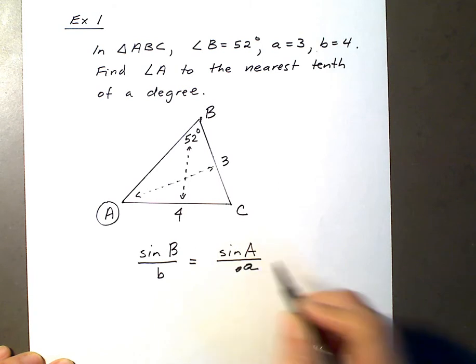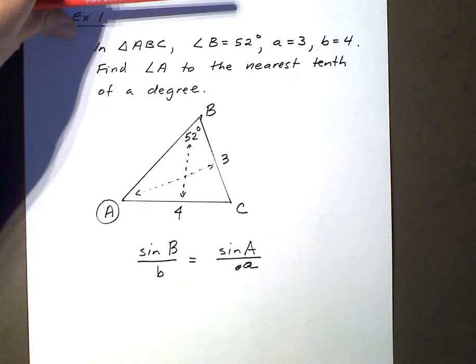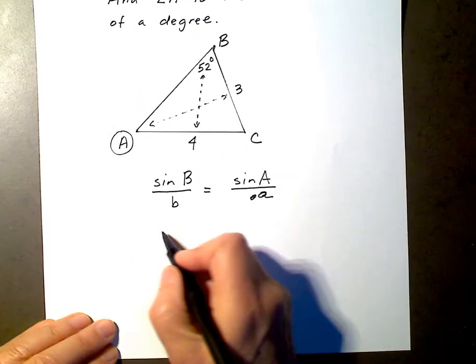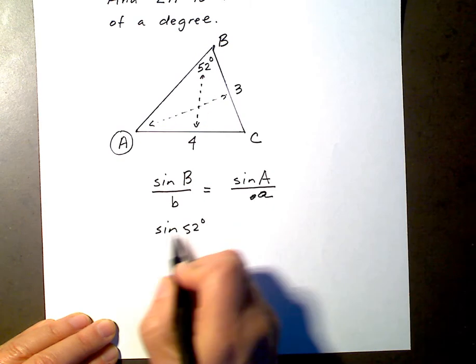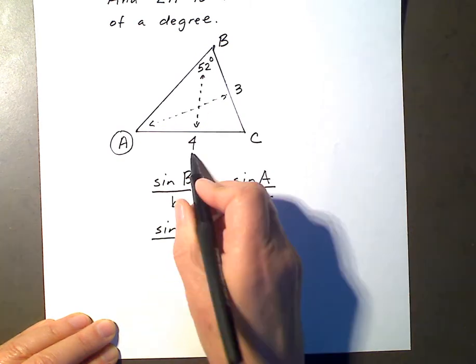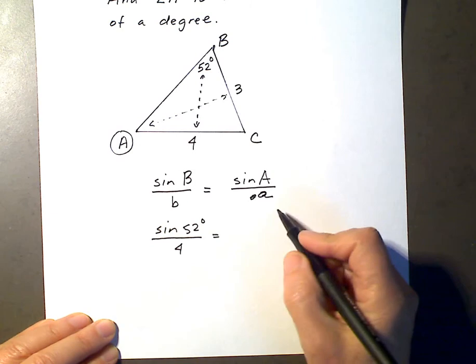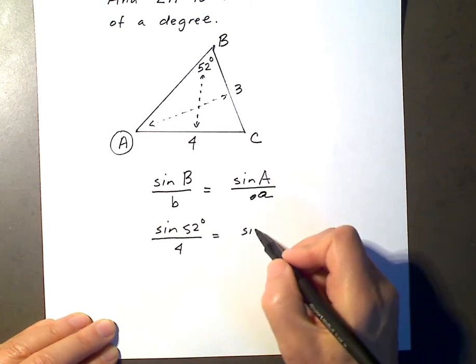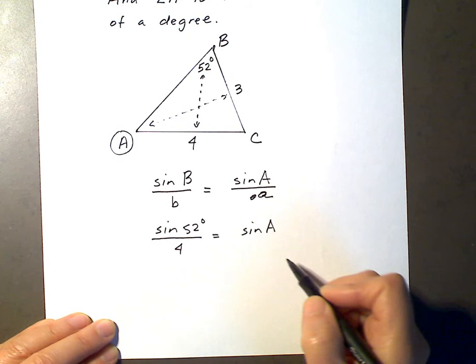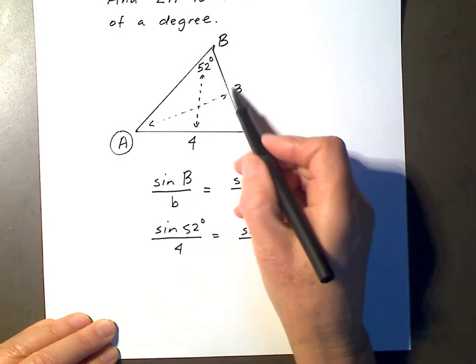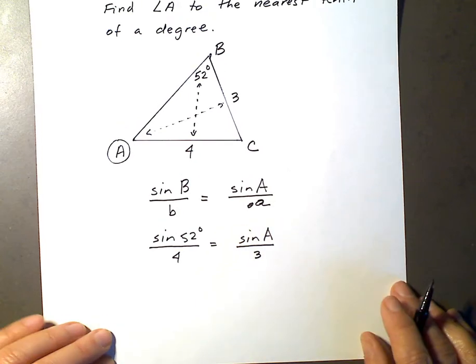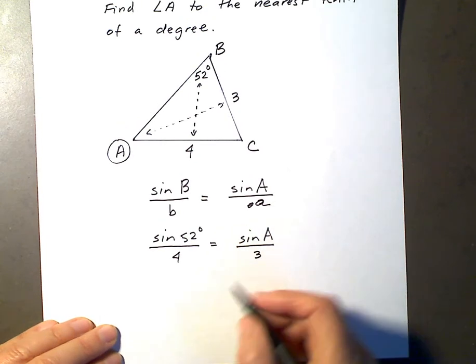And then we'll plug in the numbers now. So the sine of angle B, which is 52 degrees, to the length of side B, which is 4, will be the same ratio as the sine of angle A, and angle A is what's unknown, what I'm trying to find, to side A, which is 3. So then I'm just going to solve this algebraically, and if I cross multiply, I get 3.